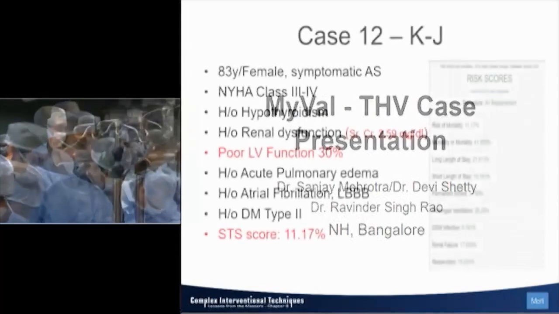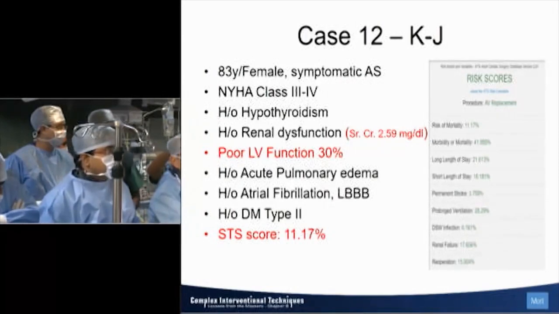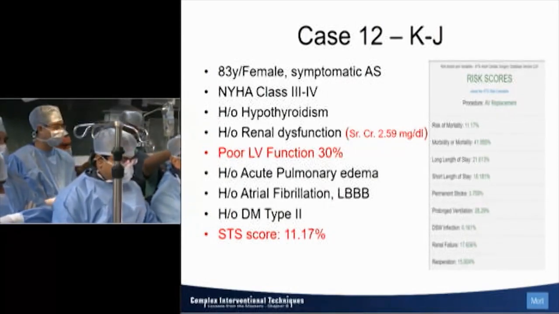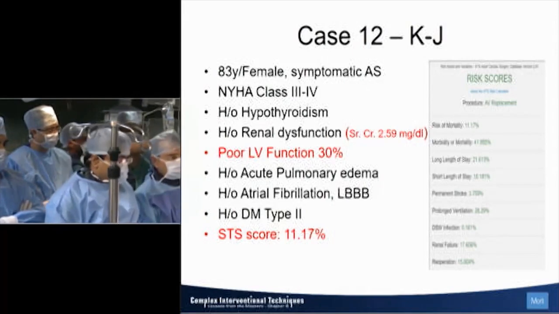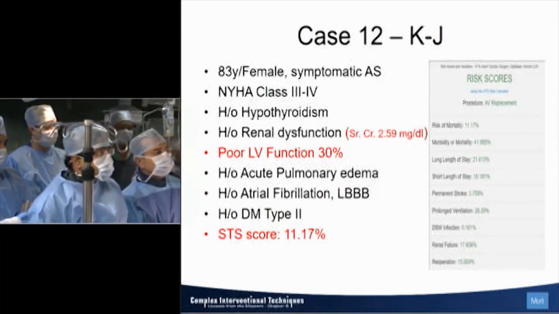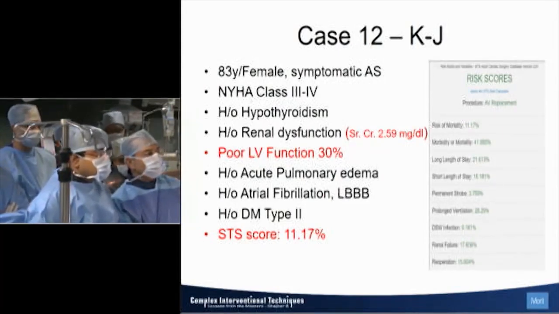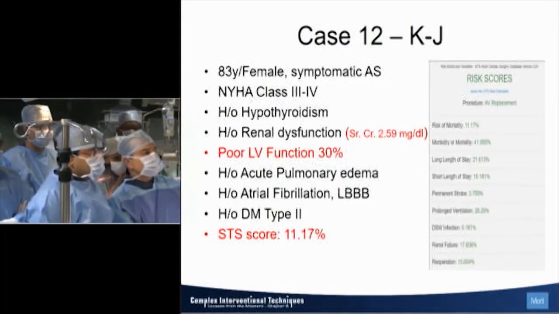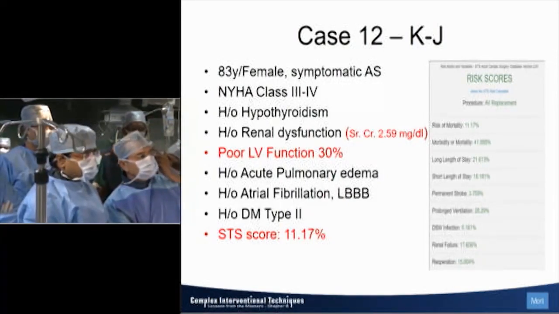Next slide, please. This patient is an 83-year-old female, symptomatic severe aortic stenosis, NYHA class 3-4, has a history of hypothyroidism, history of renal disease, creatinine of 2.5, has come down to 1.9 as of now, EF of 30%, atrial fibrillation, left bundle branch block, diabetes, and STS score of 11. You clearly see this is a true high-risk case.